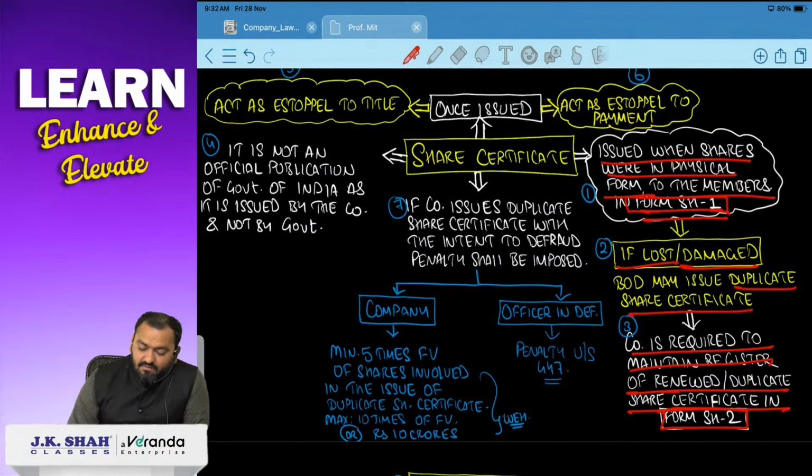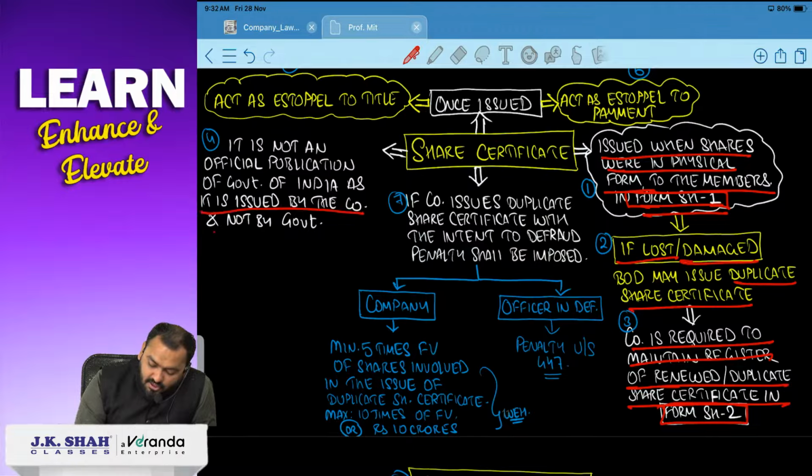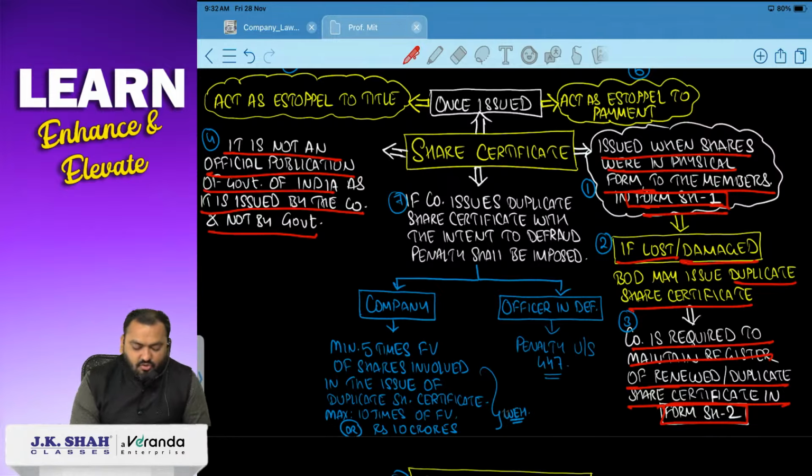Tell me, is a share certificate official publication? Is this an official publication? No. It is not an official publication of Government of India, as it is issued by the company and not by the government. Understood? It is issued by the company and not by the government. Therefore, it is not official publication of Government of India.